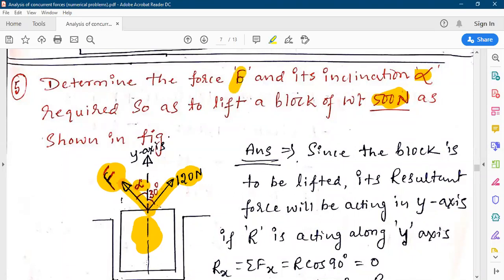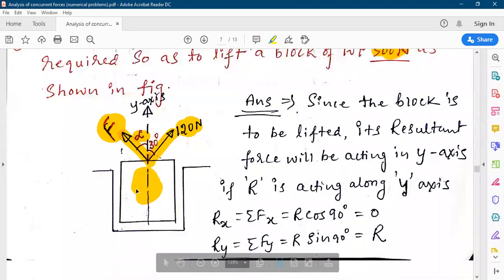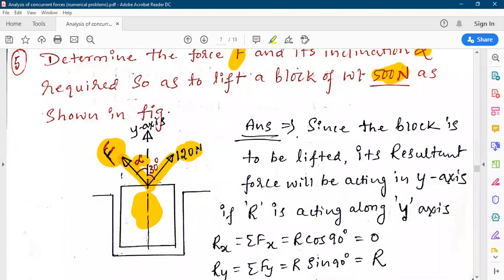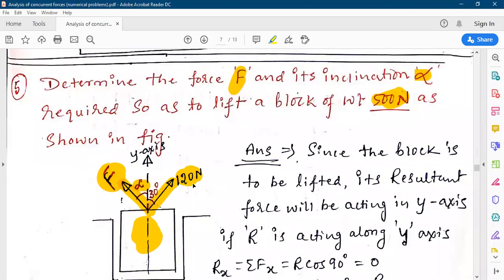Determine the force F, one unknown force F, and its inclination alpha required so as to lift a block. The weight of this block is 500 Newton. To lift this 500 Newton block, we have to apply two forces. Out of those two forces, one is 120 Newton, and the other one is F. This unknown force F we have to calculate, and its inclination alpha.